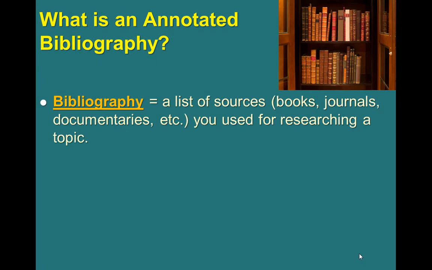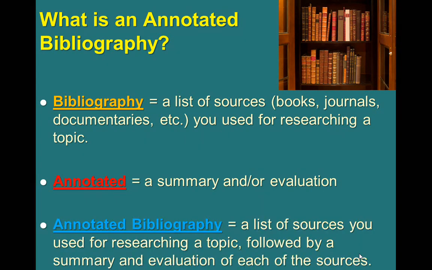So what is an annotated bibliography? Again, a bibliography is just a list of sources that you use to research a topic. Annotation is where you're summarizing or evaluating something. And so to put it all together, an annotated bibliography is just a list of sources that you use for researching a topic, followed by a summary and evaluation of each of the sources.